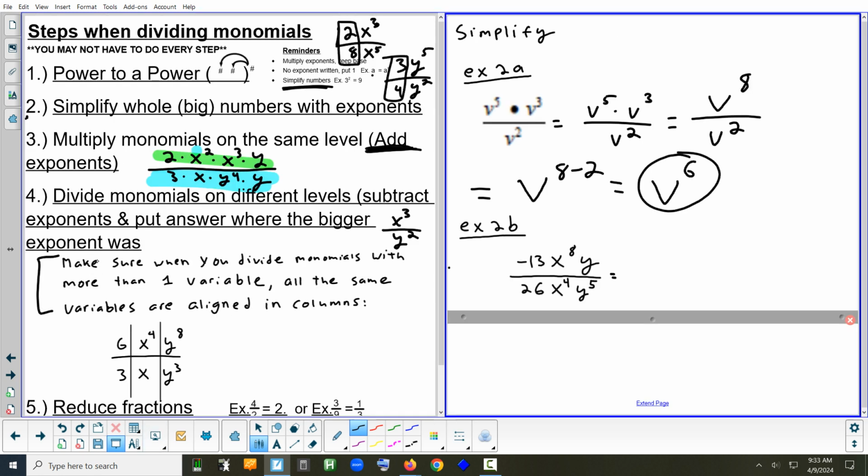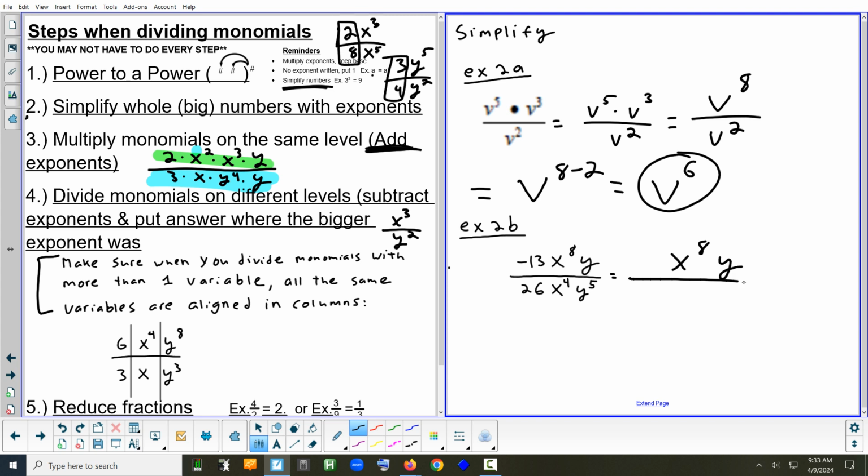All right, let's look at our rules. Do we have any parentheses with an exponent on the outside? No, so we don't have rule 1. Do we have any big numbers in front of letters that we could simplify? Yes. So what I'm going to do is just simplify that. Let's leave the x to the 8th, leave the y, leave the x to the 4th, and leave the y to the 5th for now.